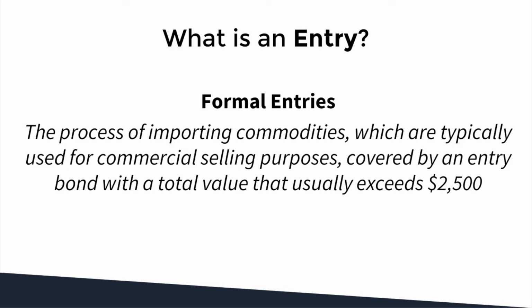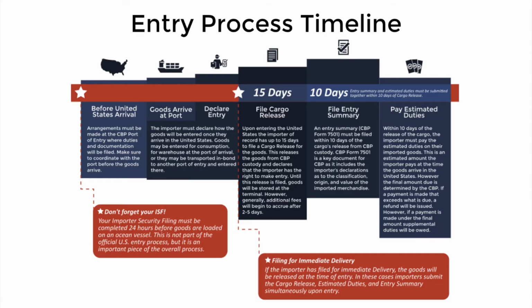There are certainly exceptions to this rule, and I would highly encourage anyone curious about this topic to research it further or email my team with any additional questions. Now that we've squared away what an entry is, let's take a peek at an overview, a timeline if you will, of customs entry process. The stages of entry process are as follows. Before United States arrival, goods arrive at the port, declaration of the entry, filing the cargo release, filing the entry summary, and the payment of estimated duties.